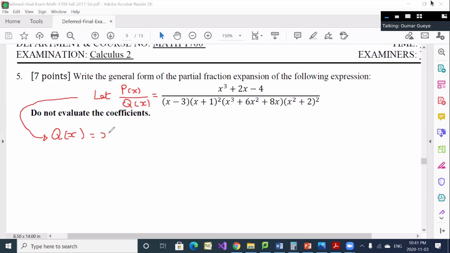So you guys are done? Not yet? So don't try to calculate the coefficients. You just write the partial fraction decomposition, that's it.